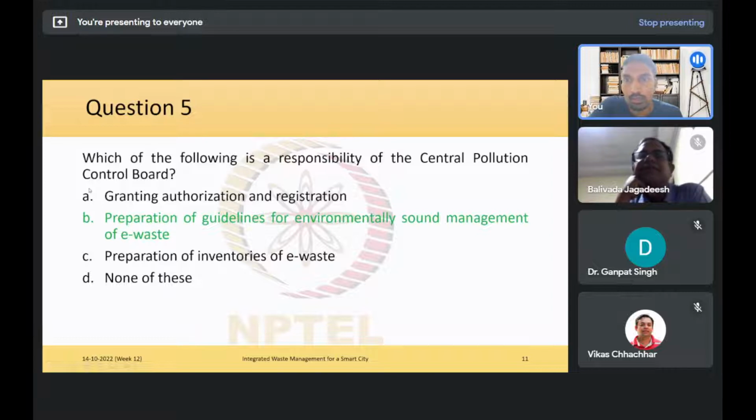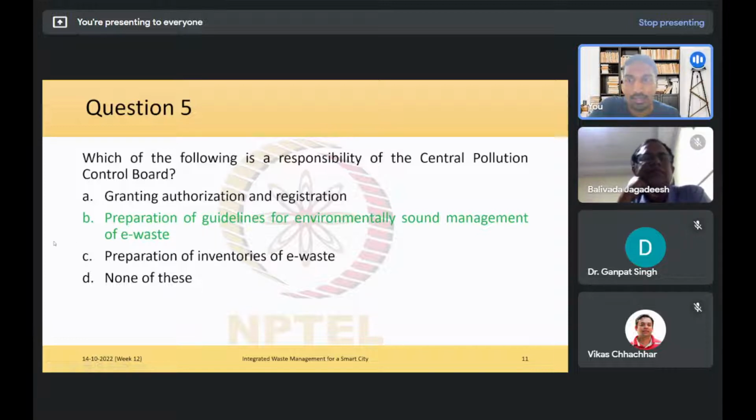So just in the previous question, we saw that the SPCB is responsible for granting authorization and registration, as well as preparation of inventories of e-waste, right? So these are done at a state level, right? So we need more control over this authorization and also this maintaining of inventory. So this is more appropriate to be carried out at a state level.